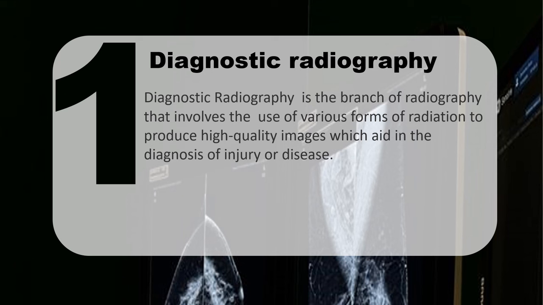So diagnosis, when you break it down, is composed of two separate words, dia and gnosis. Gnosis is a word in Greek meaning knowledge, and dia means complete. So when you put them together, that gives you complete knowledge. Now, diagnostic radiography is the branch of radiography that deals with diagnosis. So diagnostic radiography is a branch of radiography that involves the use of various forms of radiation to produce high quality images, which aids the diagnosis of disease.